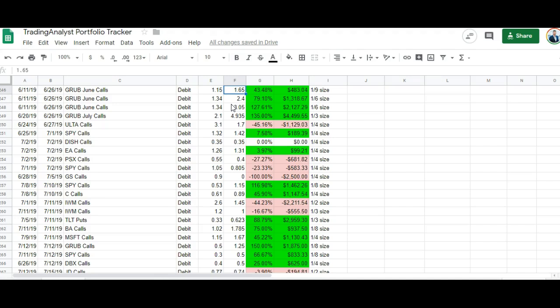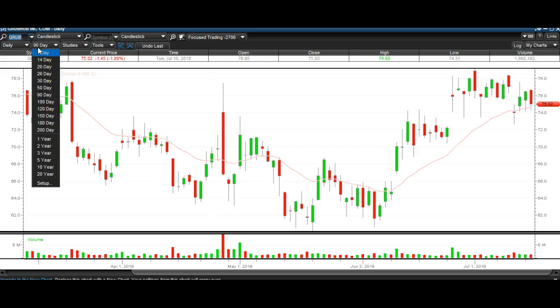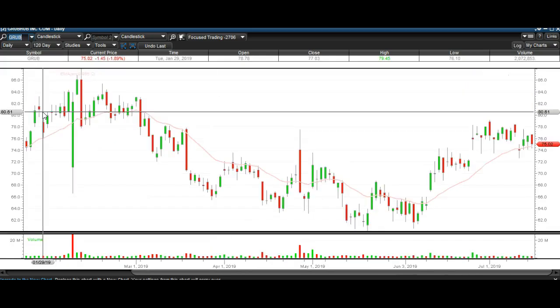So we're going to start off with this GRUB trade. This is a multi-position trade. You can see we took 4 separate positions here, most of which started on the 11th of June. So let's take a look at the chart. I'm going to back it up a little bit so you can see what I was seeing.